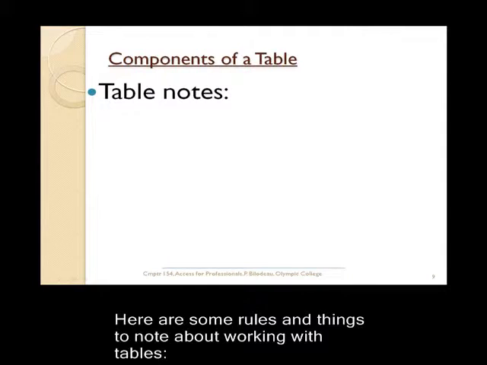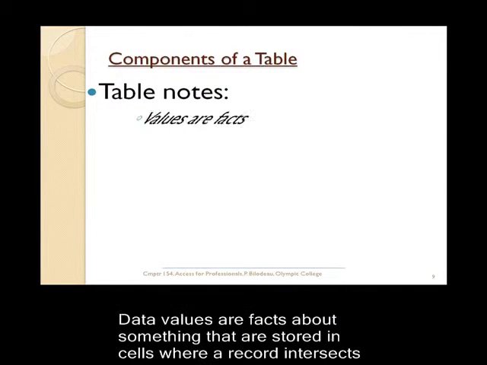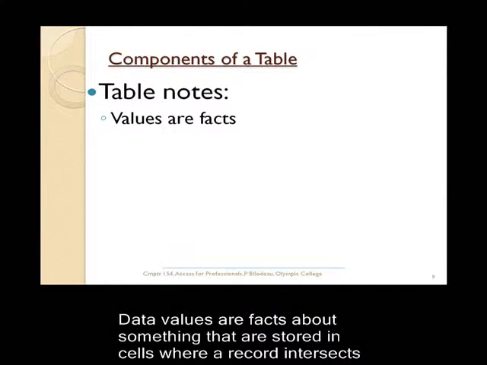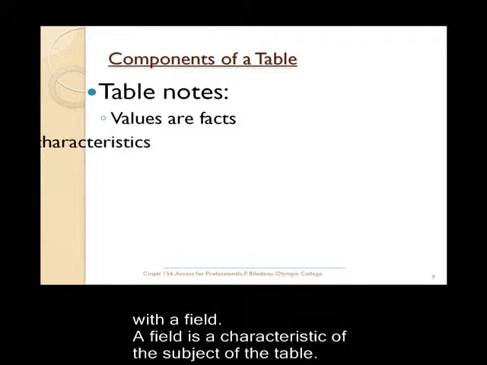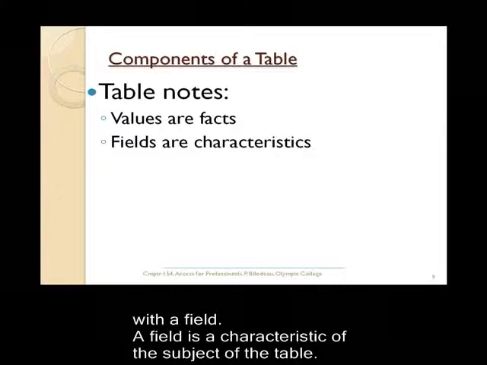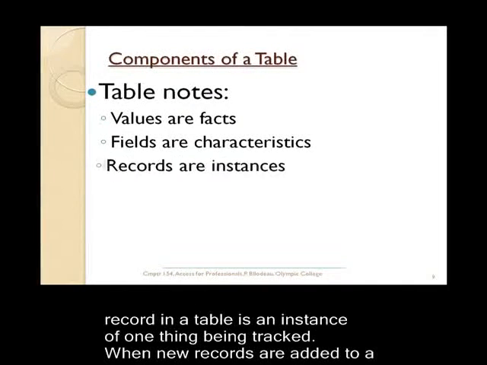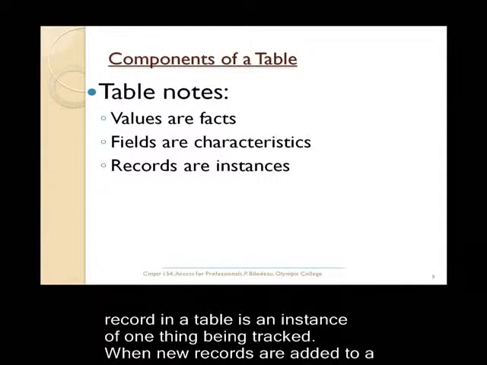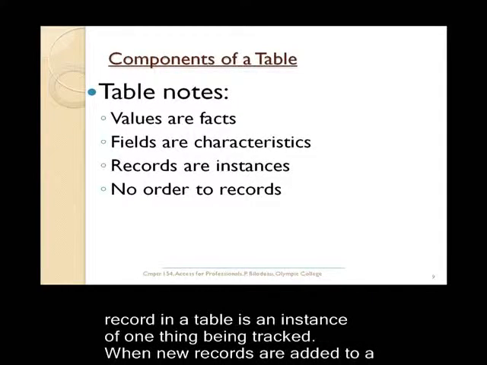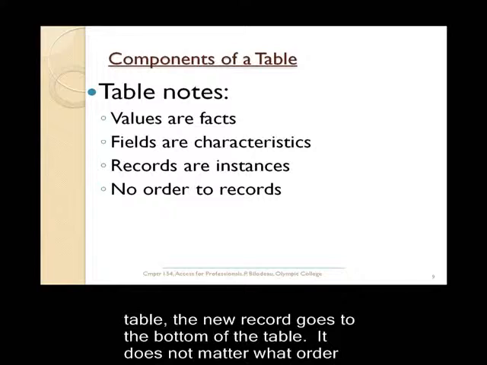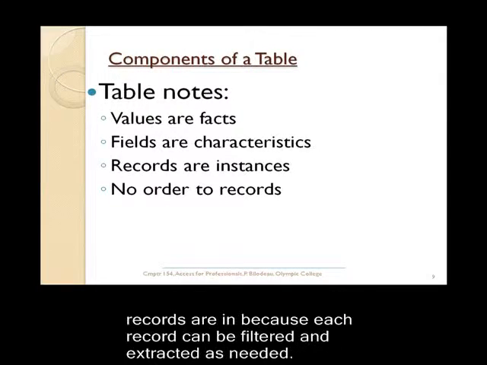Here are some rules and things to note about working with tables. Data values are facts about something that are stored in cells where a record intersects with a field. A field is a characteristic of the subject of a table. A record in a table is an instance of one thing being tracked. When records are added to a table, the new record goes to the bottom of the table. It does not matter what order records are in because each record can be filtered and extracted as needed.